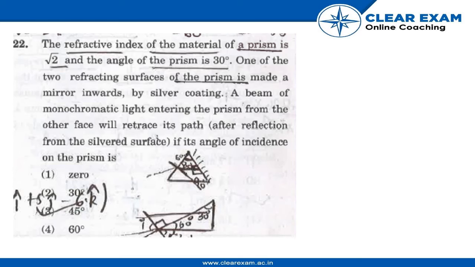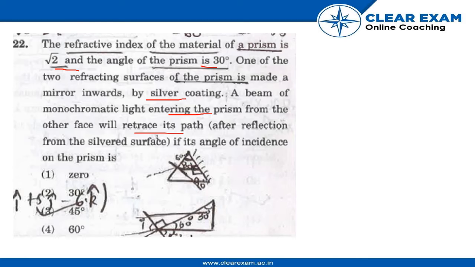Now, in the given question, we have the refractive index of the material of a prism as √2 and the angle of the prism is 30 degrees. Now, one of the two refracting surfaces of the prism is made a mirror inwards by silver coating. A beam of monochromatic light entering the prism from the other face will retrace its path after reflection from the silver surface if its angle of incidence on the prism will be.